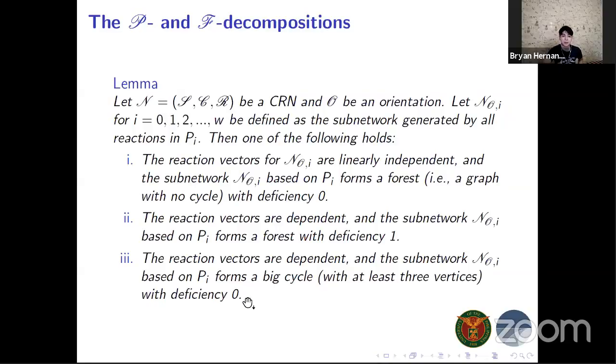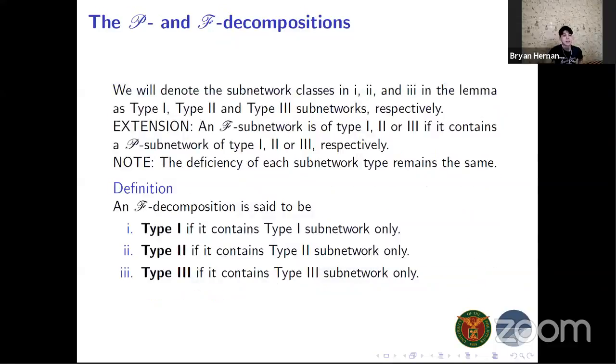So that's the good thing for the P decomposition. It partitions the orientation into subnetworks, and each subnetwork has deficiency which is low. It's either 0 or 1. We will denote the subnetwork classes in the lemma as type 1, type 2, type 3 for items 1, 2, and 3, respectively. So we have the P subnetworks via the P decomposition.